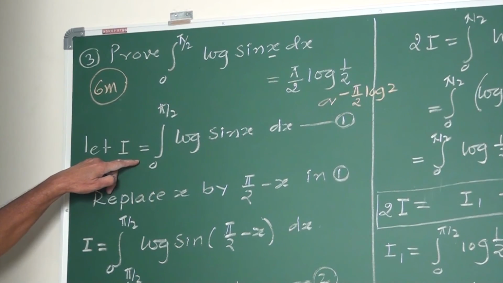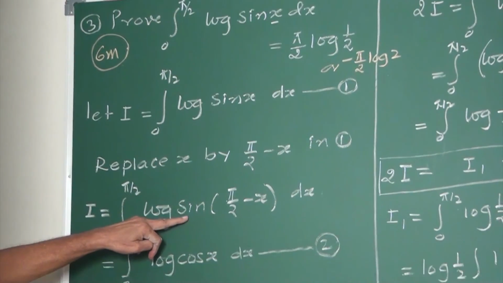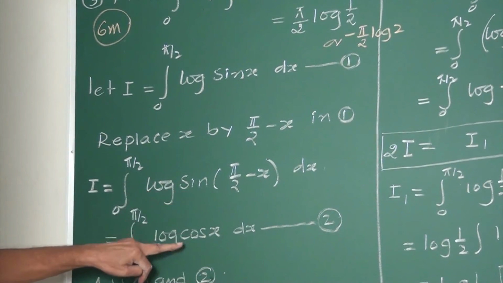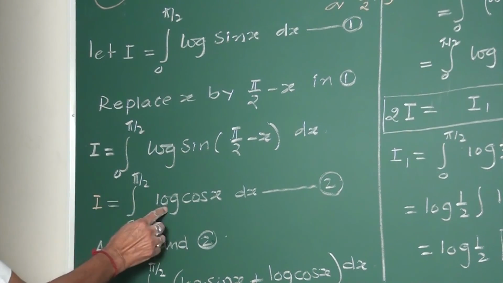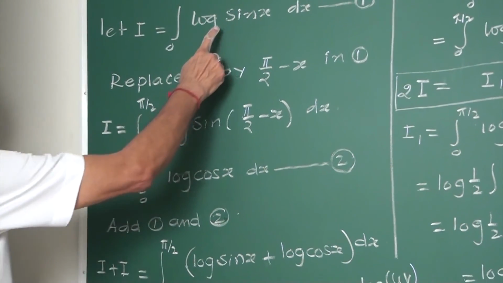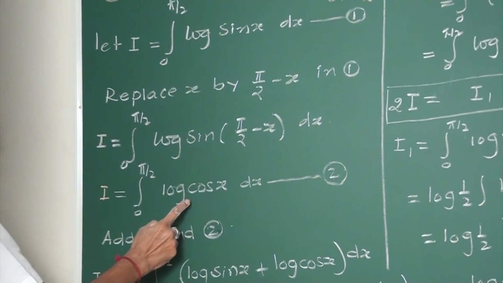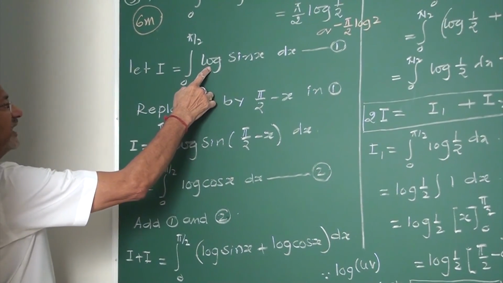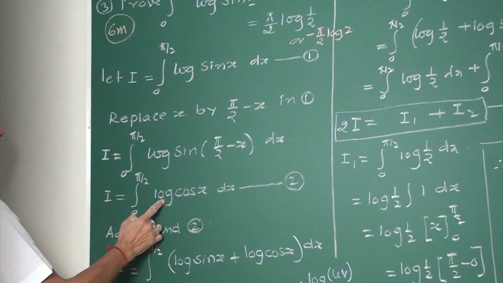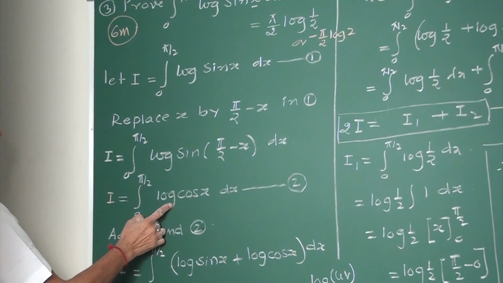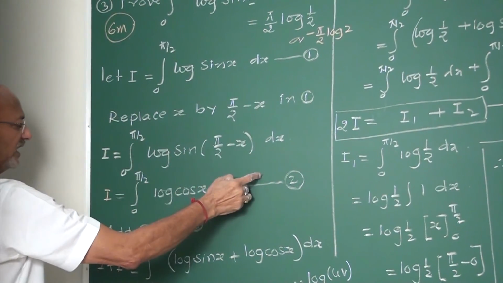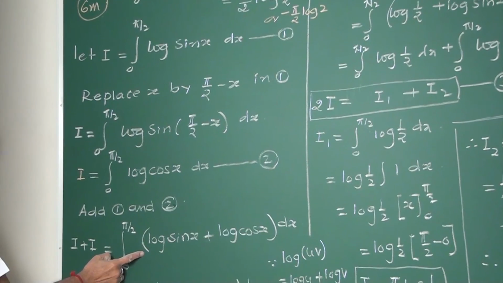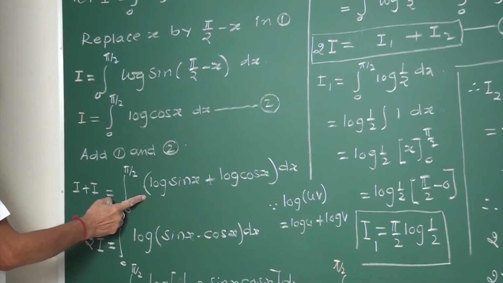Let the given integral be I. Replace x by pi by 2 minus x, sin changes to cos x. So your I becomes the integral of log cos x. This is log sin x, and this is log cos x. To evaluate log sin x, log cos x helps; to evaluate log cos x, you get log sin x. Again, adding 1 and 2, the steps are clear and the answer is also set.